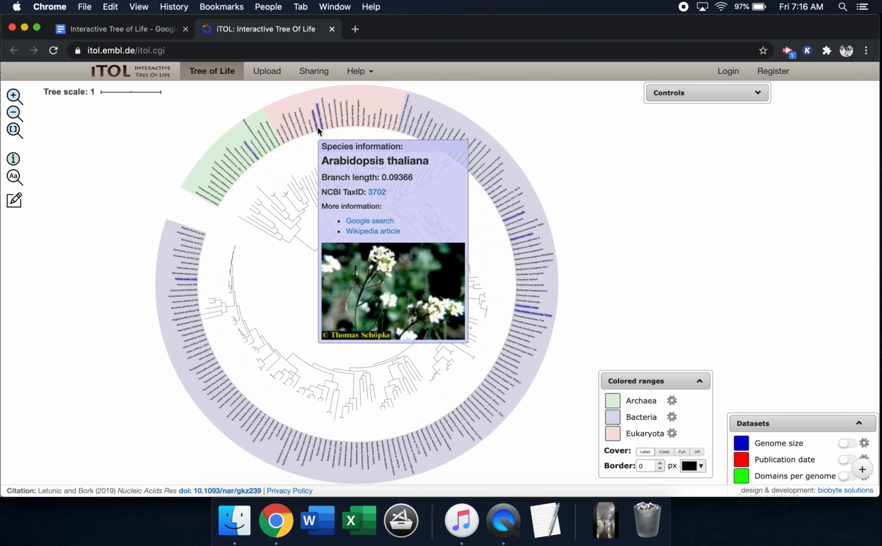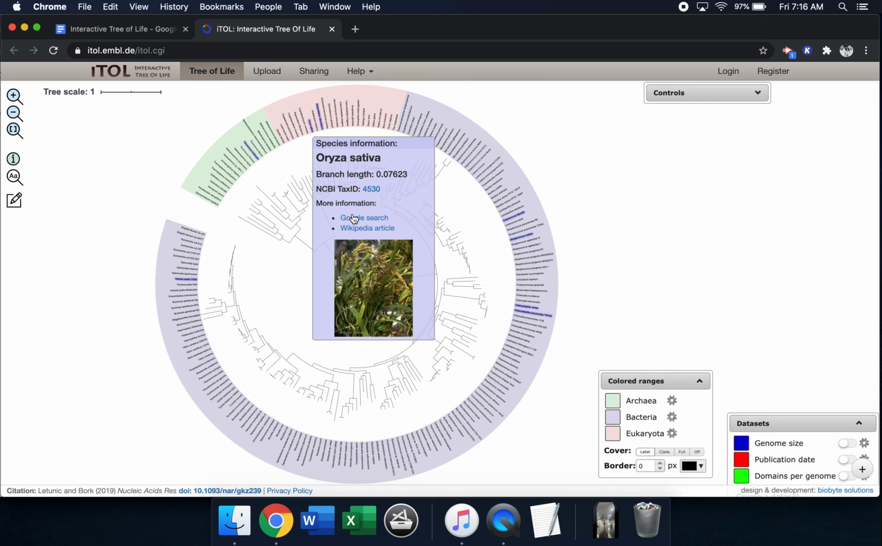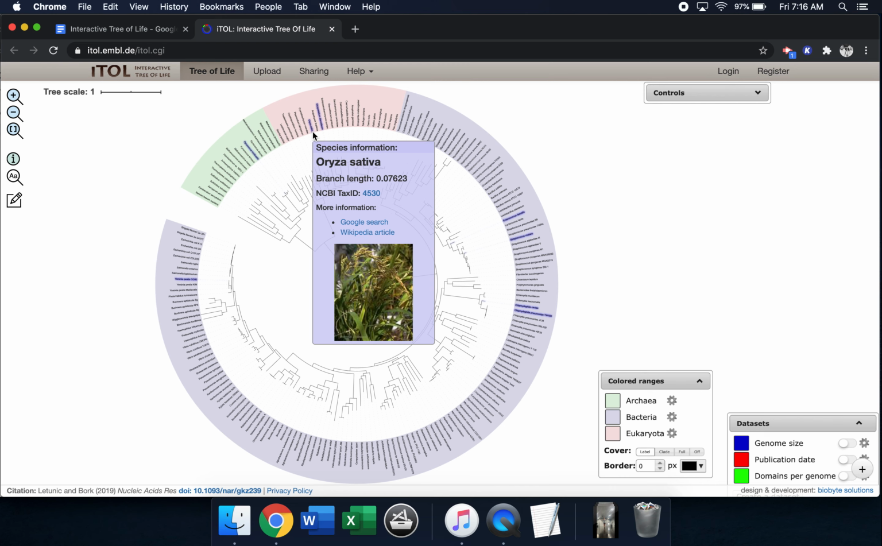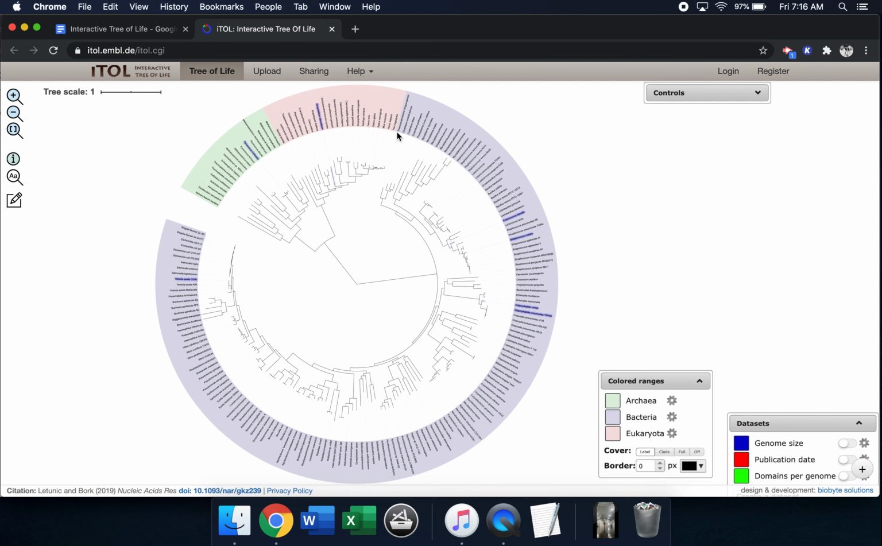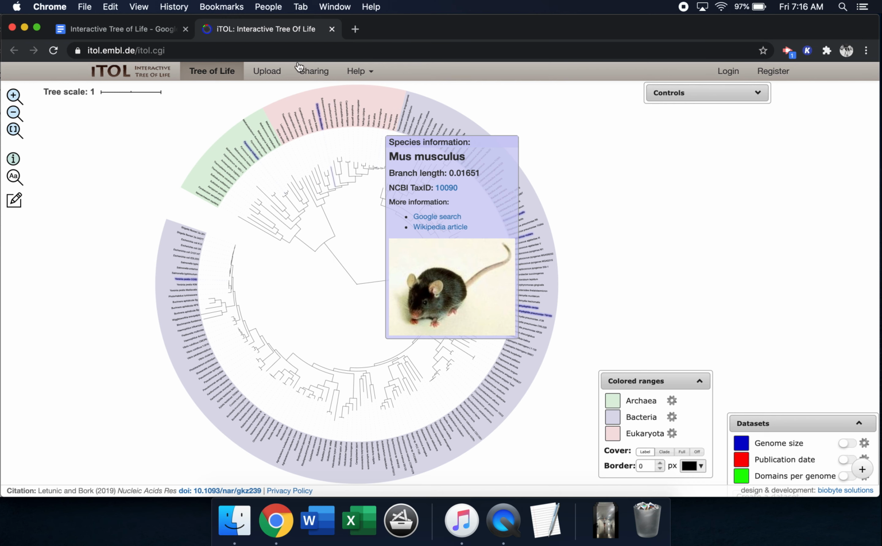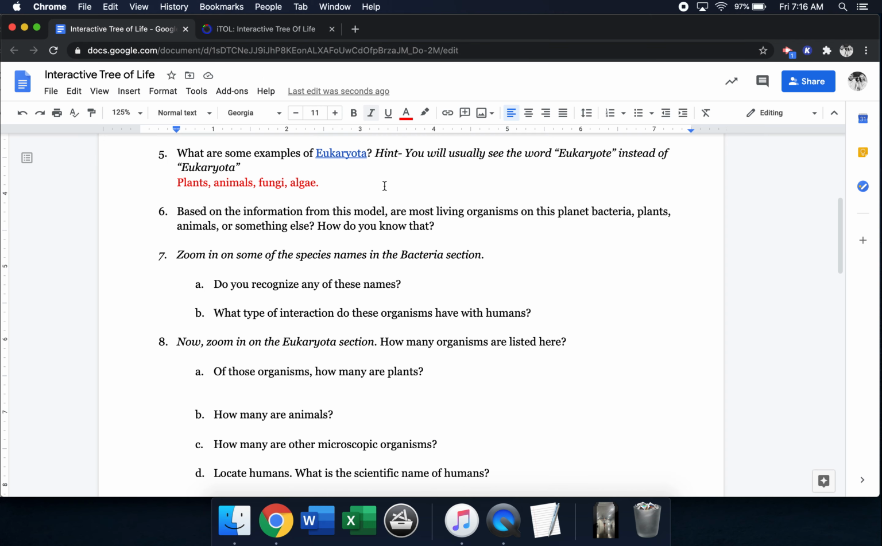Let's go over, here's a flower. This is rice. If I clicked on this Google search, I would find that's rice. Over here, I've got a chimpanzee, a human, a mouse. So those are some specific examples from the model. So I'd say a mouse, rice, a chimpanzee. I forgot the M. Okay, thank you. Flowers, humans, etc.